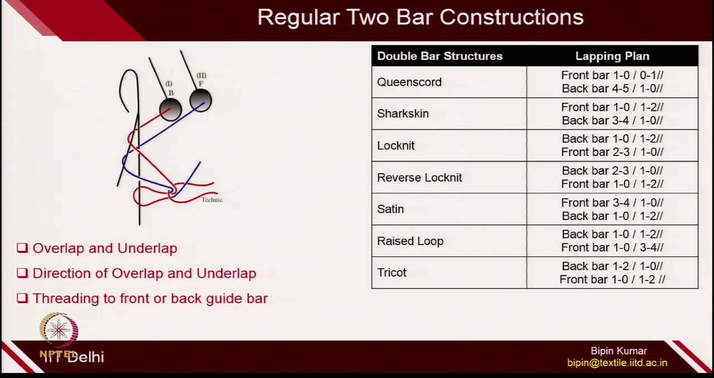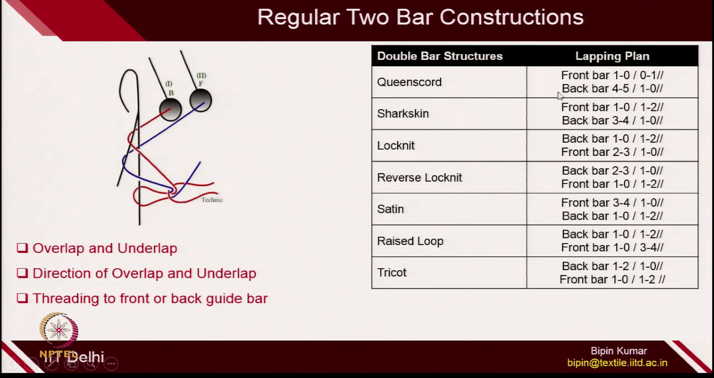Naturally, we need to understand why different types of properties are achieved when you are changing the overlap and underlap or you are changing the threading position of the yarn either on the front bar or back bar. Also the directions can be changed.